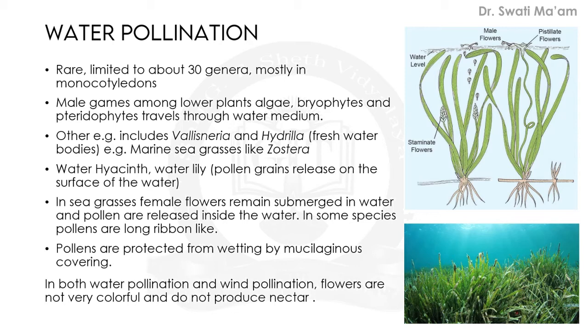So students, in both water pollination and wind pollination, the flowers are not very colorful, and they do not even produce nectar because no requirement is there. The method is very simple, and it comes under abiotic pollination. So students, we have discussed the two, and now we will discuss biotic pollination or biotic pollinating agents.